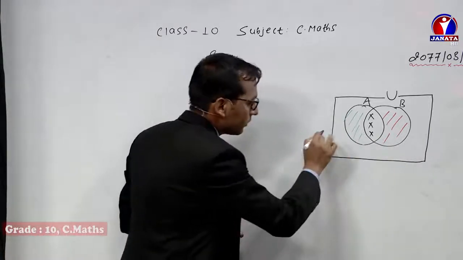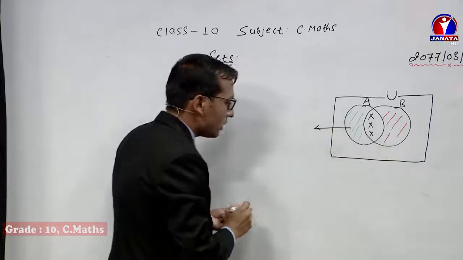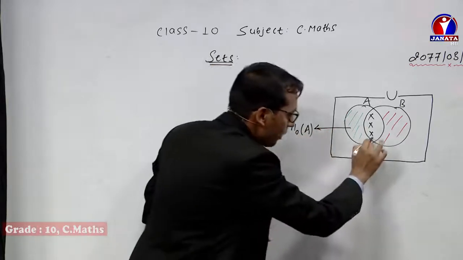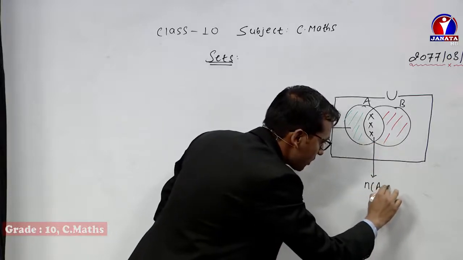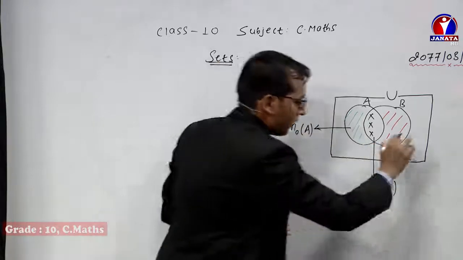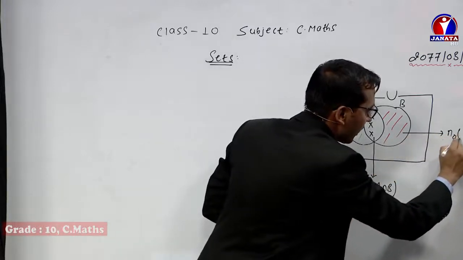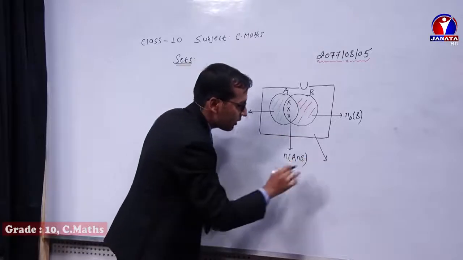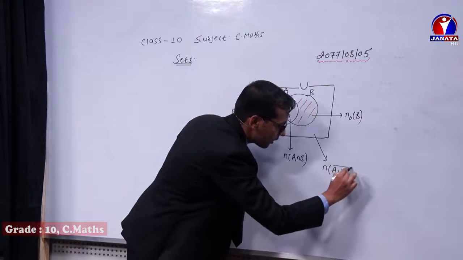So let's write. What is called for this first region in the diagram? This is n only A. What is called for this? This is n of A intersection B. Okay, so what is called for this region? This is n only B, and the last region, this is n of A union B complement.